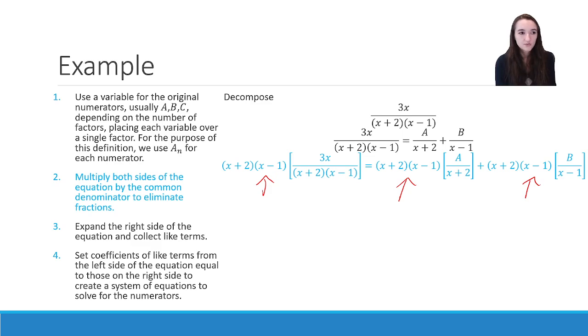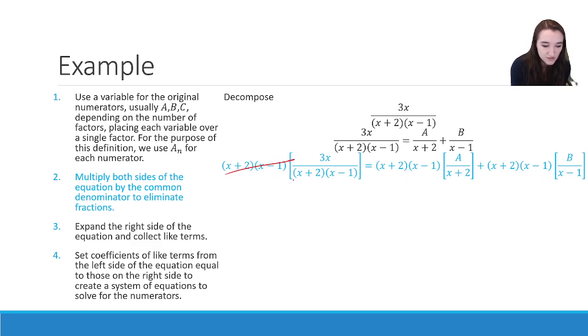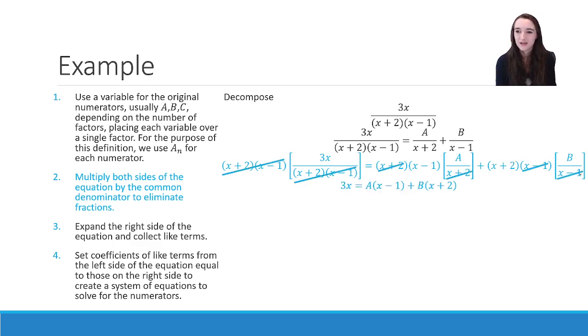When I do this, it's going to cause some cancellation. Notice that everything cancels on the left side. That's the goal. It should all cancel on the left side. But on the right side, only one factor of each is going to cancel. Oops, this one does not cancel. This one cancels. So we end up with x minus 1 times A and x plus 2 times B, and then just 3x on its own on the left. So 3x equals A times (x minus 1) plus B times (x plus 2), like so.